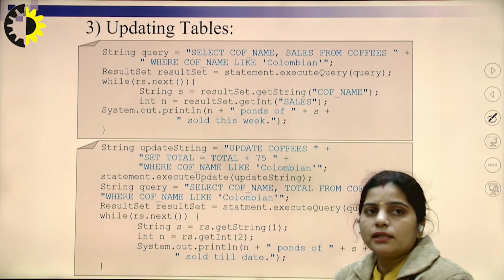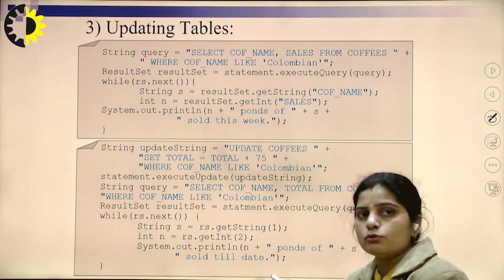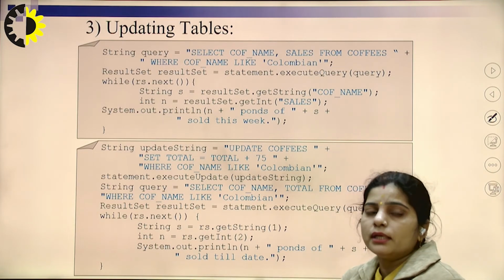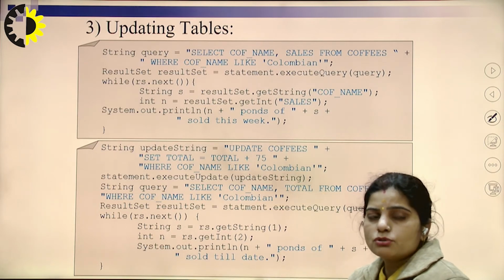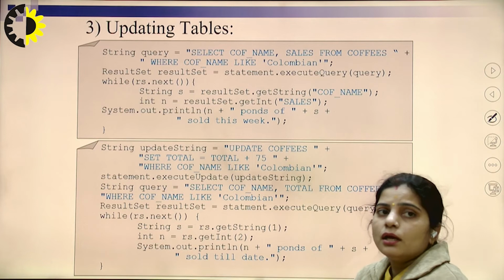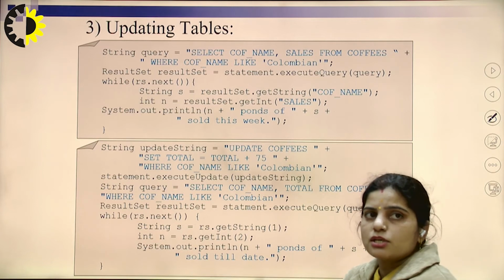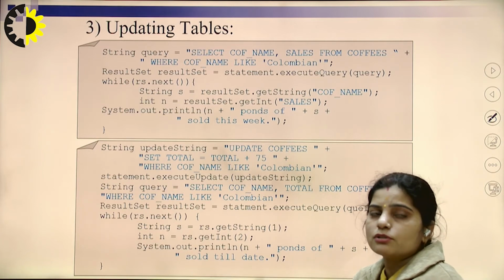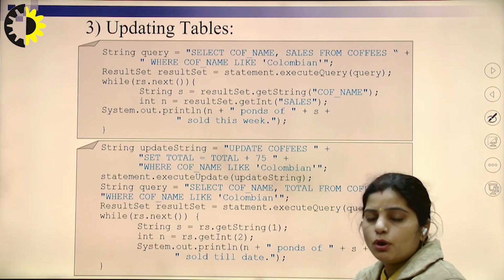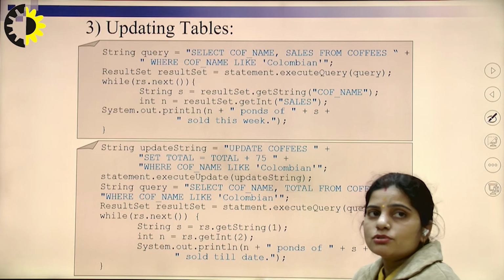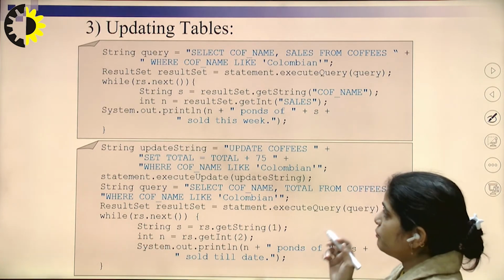So inside the table whose name is coffees, we are going to update that particular row whose coffee name is Colombian. In this way we can update the strings, or we can execute the queries, or we can execute on a particular row or particular column of the table using different queries or using different statements.